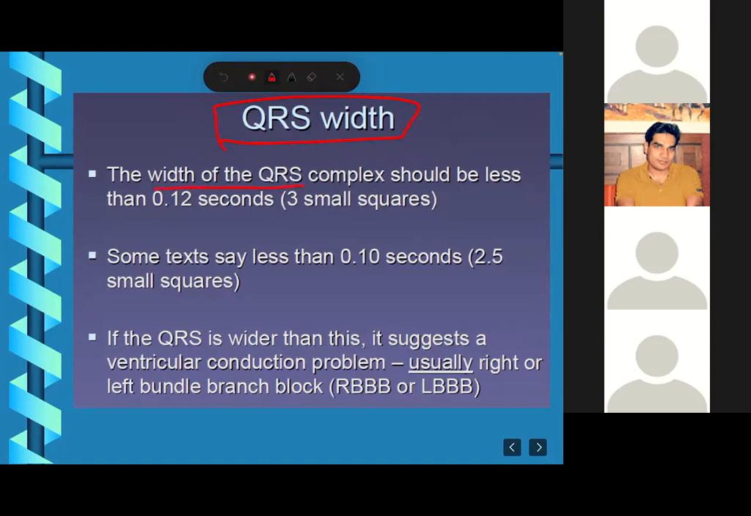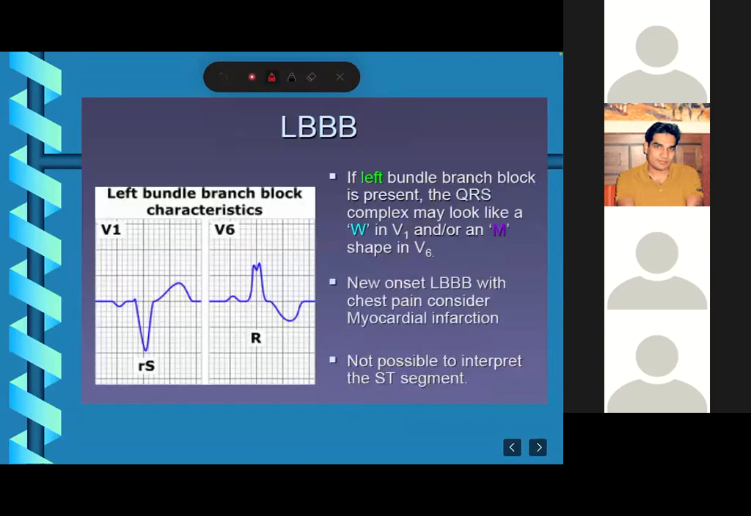Normal QRS width is less than 3 small squares. If it is greater than 3 small squares, then there is a wide QRS. A wide QRS is always pathological. If we find a wide QRS, there may be either right bundle branch block or left bundle branch block. Let's discuss right and left bundle branch blocks.